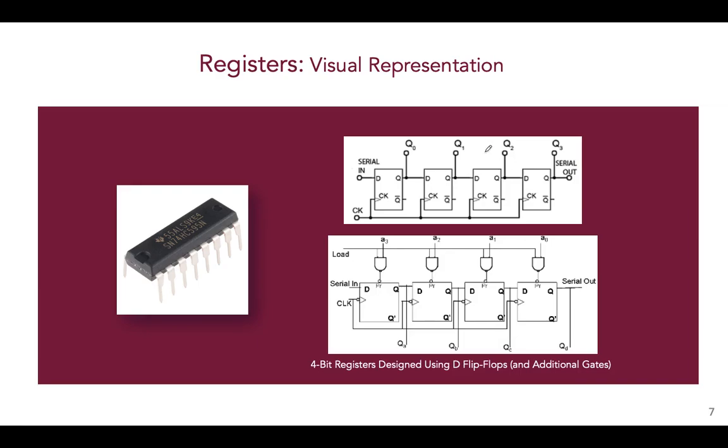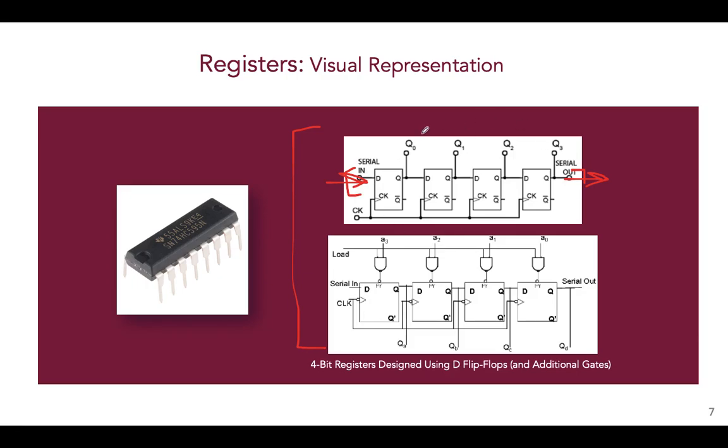Now, visually, registers look something like this. On the inside, this is what they look like. You can see we have multiple flip-flops. In this case, we have designed this register using D flip-flops, and you'll come to realize that the D flip-flop is actually the most common choice when it comes to designing registers. What you can see here is we have four separate D flip-flops. That means this is a 4-bit register. We have input, we have output. This is where the data will go in, this is where the data will come out of, and we are going to discuss this serial in and serial out part in just a minute.